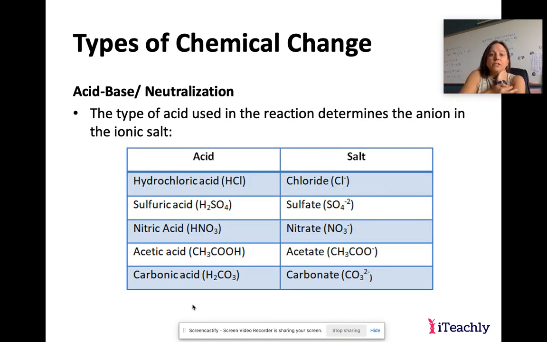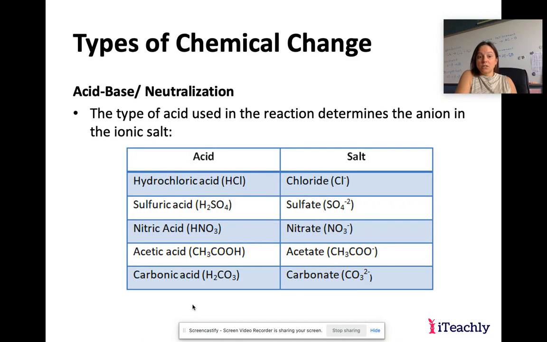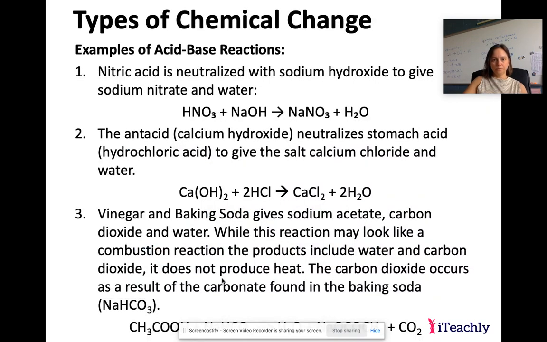So the types of acids used in the reaction determine the ion that's going to be in the salt. And so I just wanted you to kind of see what's going on here. So notice here are my acids, and notice at the beginning you have this H, and so this H is actually going to be popped off of that compound. And we can really see the H's here really stand out. And so the H pops off so that it can produce water.